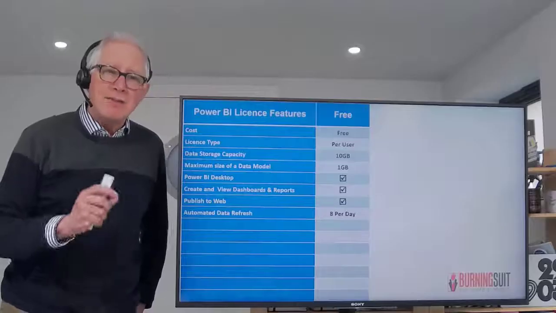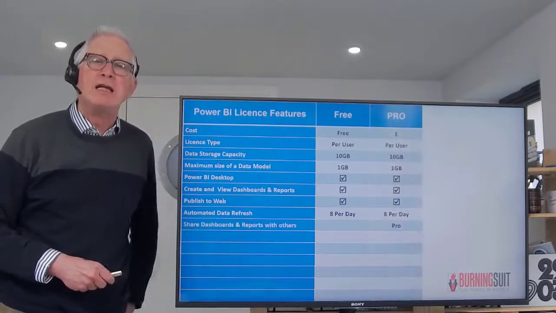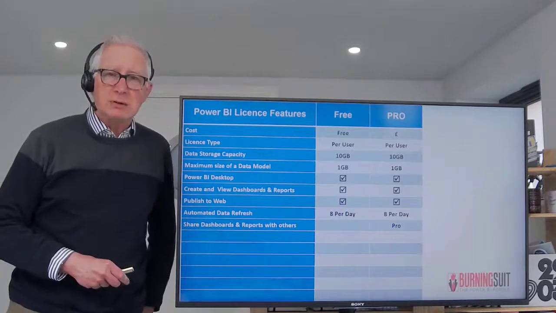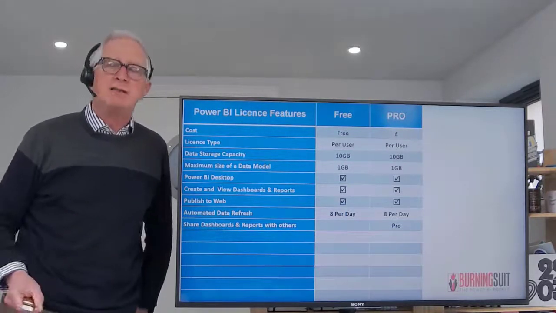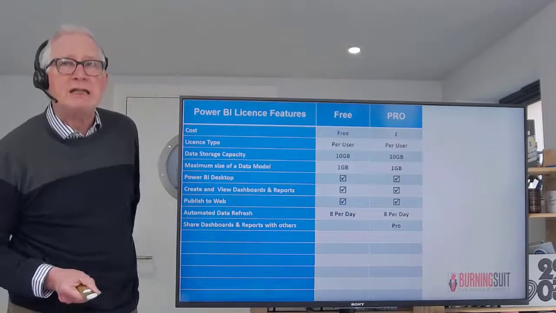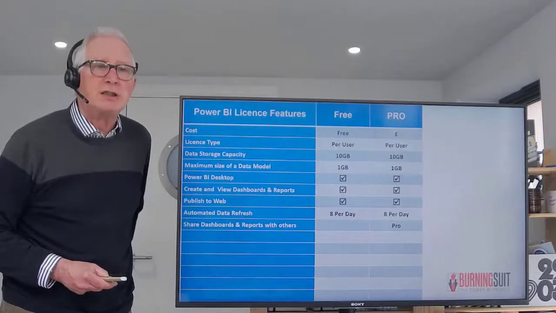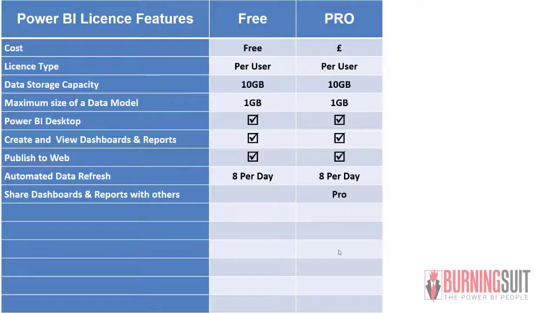That's the free license. The license that most people use for Power BI is the Pro license. The Pro license is a chargeable license. Again, it's per head. Again, think of buying a ticket on a bus. The Pro license currently in the UK is £7.50 per user per month. It's equivalent to $9.99. You get the same 10 gigabytes of storage in the Power BI cloud. You get the same maximum size of a data model of 1 gigabyte.